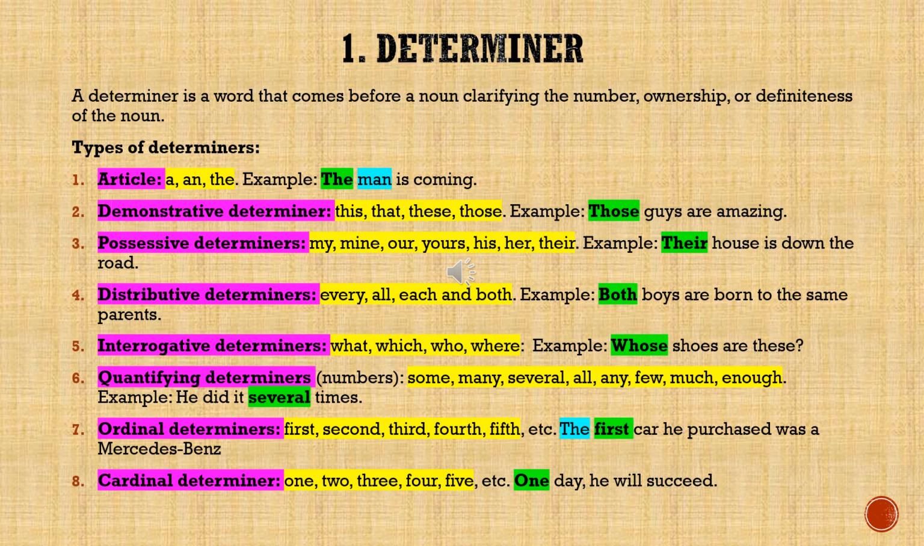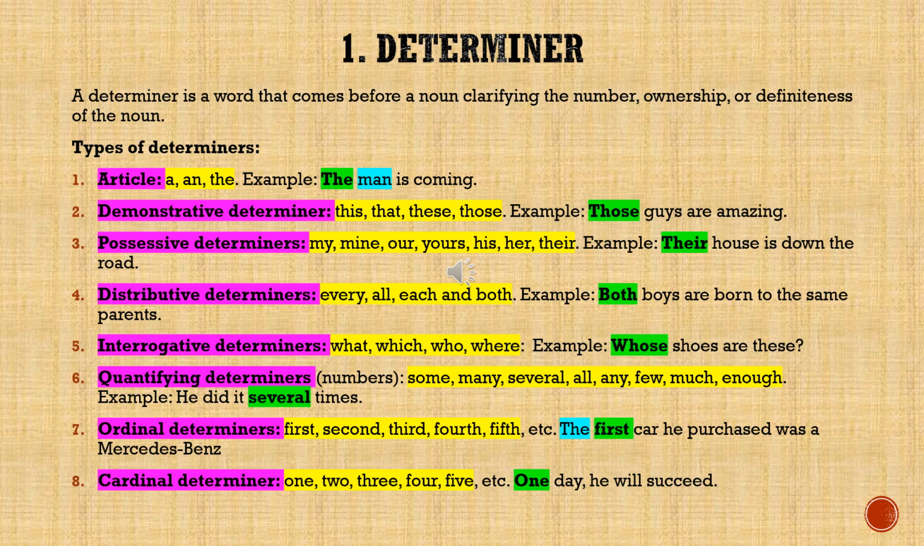In the sentence, "Their house is down the road," there is a possessive determiner. 4. Distributive determiners. A distributive determiner refers to a group or individual parts within a group. Examples of distributive determiners are every, all, each or both. In the sentence, "Both boys were born to the same parents," both is a distributive determiner.